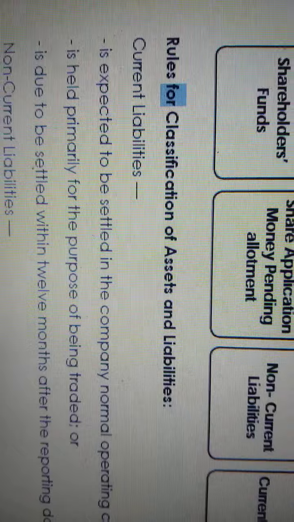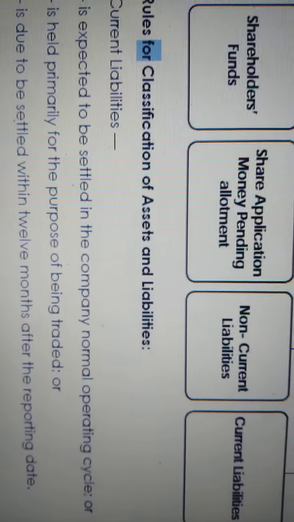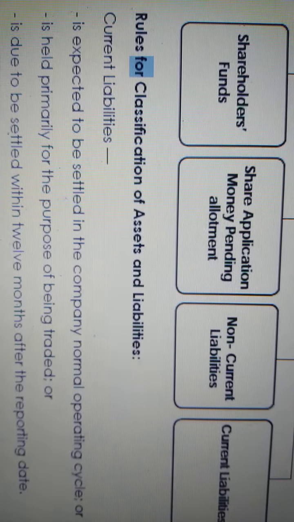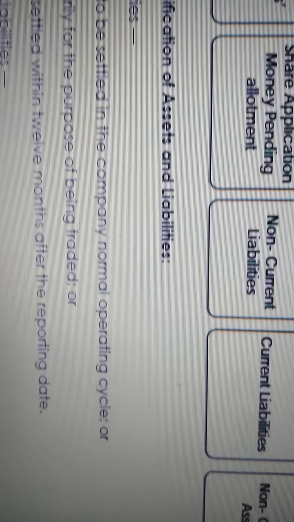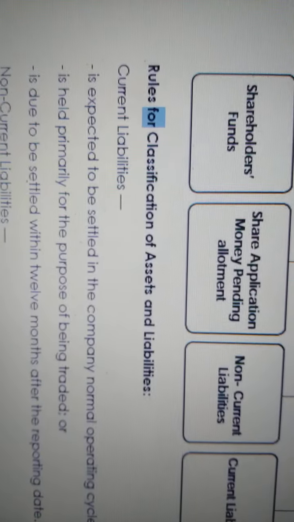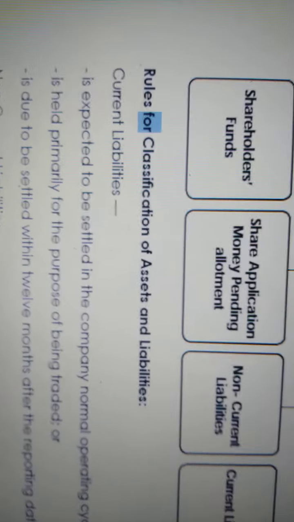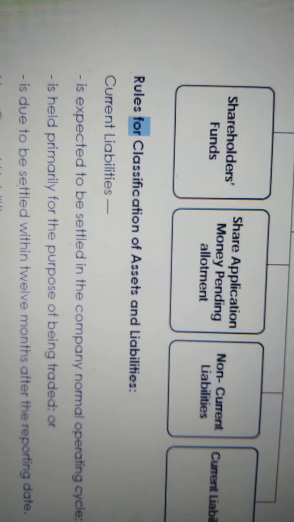Then what I am trying to say here is current liabilities. Current liability is expected to be settled in the company's normal operating cycle. If my normal operating cycle is 2 years, then that is my current liability. Why 2 years?